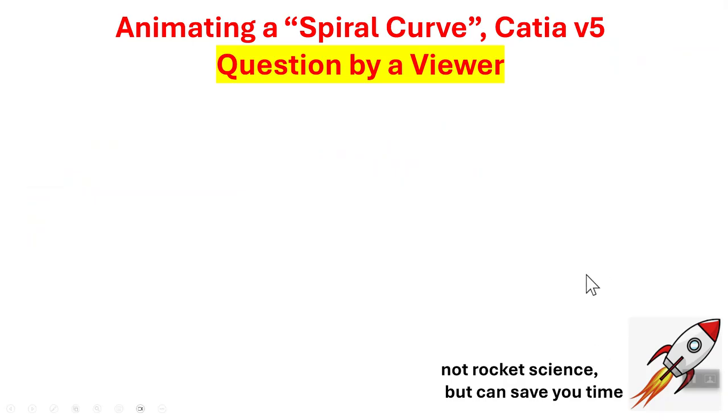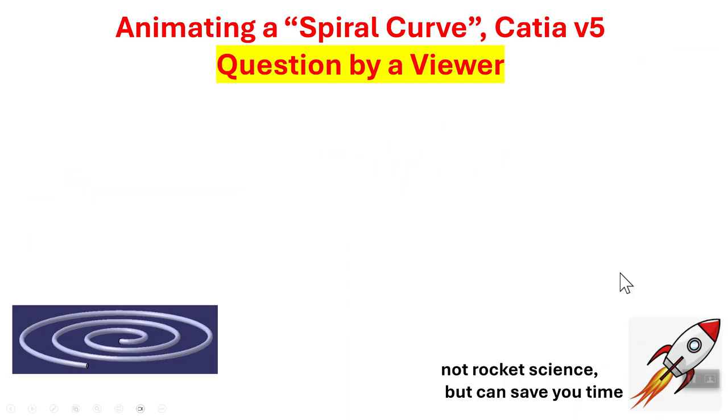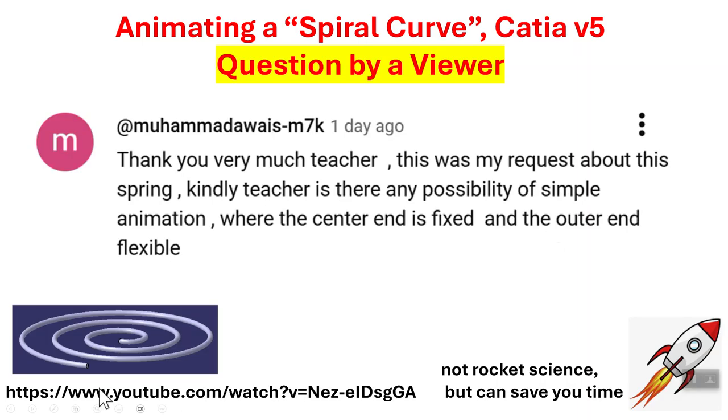Hi folks, this is a short video segment on a question that was raised by a viewer. A couple of weeks ago, I posted a video on the use of a spiral curve in CATIA V5, and the question that was raised by the viewer, by the way, the link to that video is over here, was: is there a way that you can do animation of this so that the center point is fixed and this other point is moving?